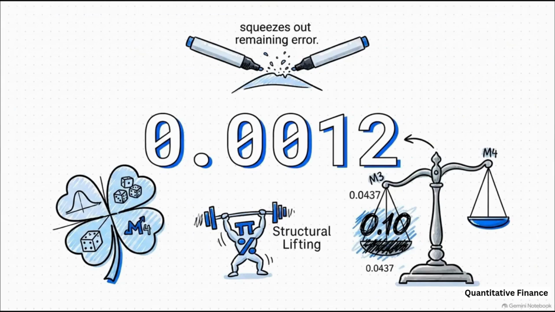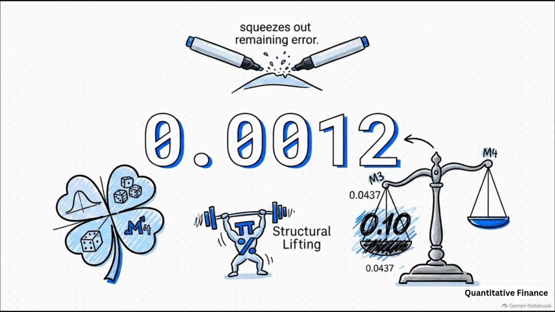When you look at the aggregate results, the crucial takeaway is that the mean absolute error drops to an incredibly low 0.0012 for the 4-moment method. That is tiny. Compare that to 0.0437 for the direct 3-moment approach. To really put that into perspective for you, the maximum absolute error for the old 3-moment method was roughly 0.10.